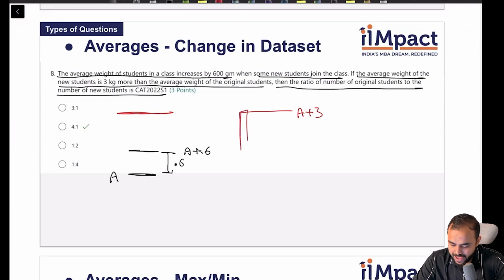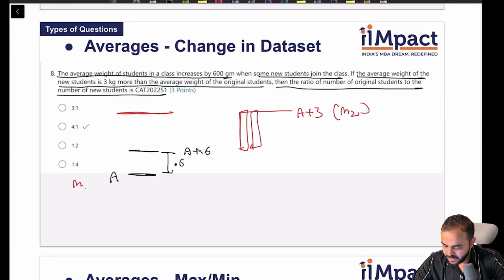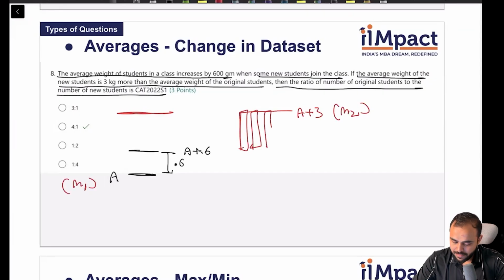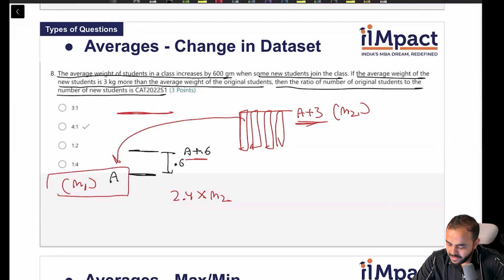The extra gaps that each of these people, let's say they are N2, and let's say originally there were N1 people. The extra weights that these N2 people are carrying is going to be what? A plus 3 minus A plus 0.6, or 2.4, so 2.4 kg into N2. All this extra weight will go into bringing the average of these N1 people at an initial average of A upwards to A plus 0.6. So this will become N1 into 0.6.